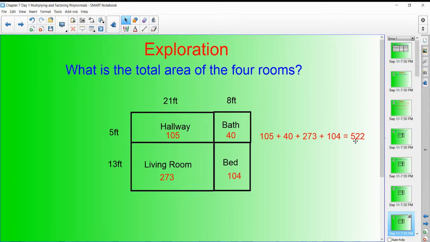Now I also know that the area of a space, especially if it's a rectangle, is length times width. So length is this 21 and 8, and the width is 5 and 13. So I can do 5 plus 13 to get 18, and multiply that by the length, which is 29, and I can also get 522. So I can add up the inside, or I can multiply length times width. Both ways I get the area. And that's going to help us when we use one of the methods we're going to learn with multiplying polynomials.